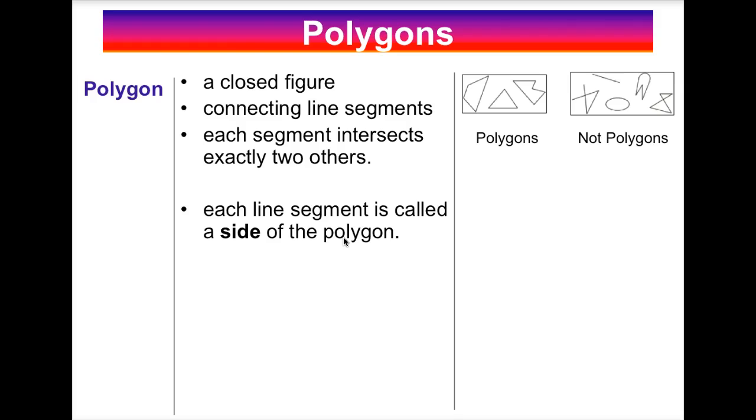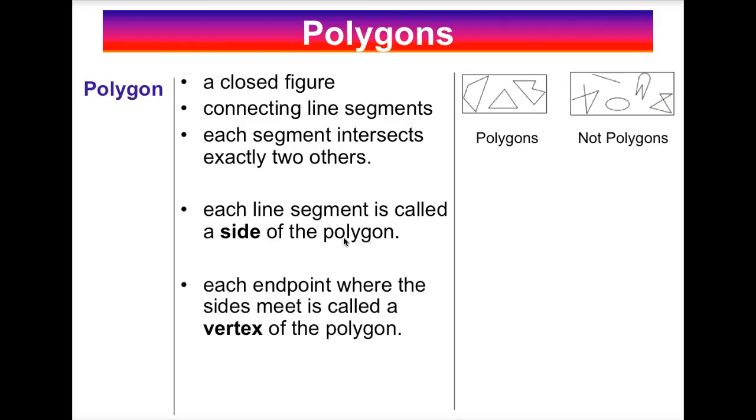Each line segment is called a side of a polygon. Each endpoint where the sides meet is called a vertex of the polygon. So that refers to the points here, here, here, and here, for example. Also, you should know a polygon is classified by the number of sides it has.